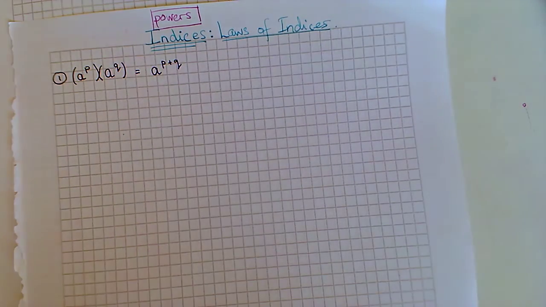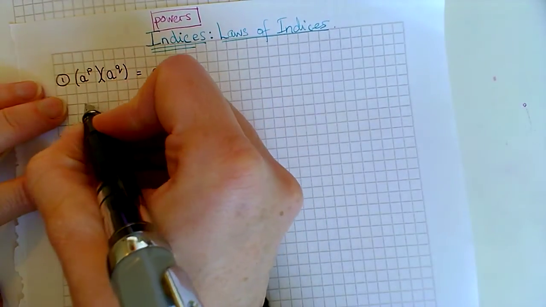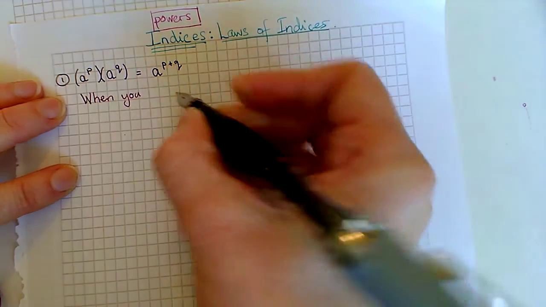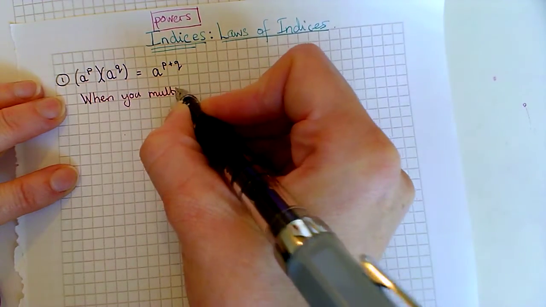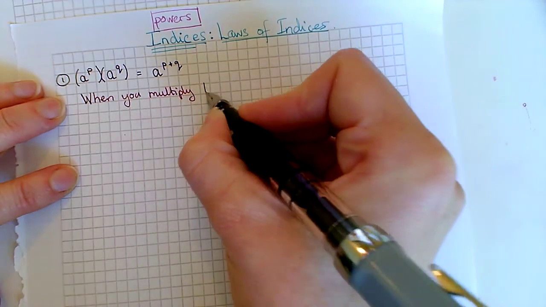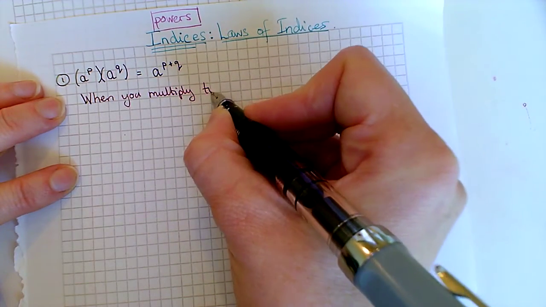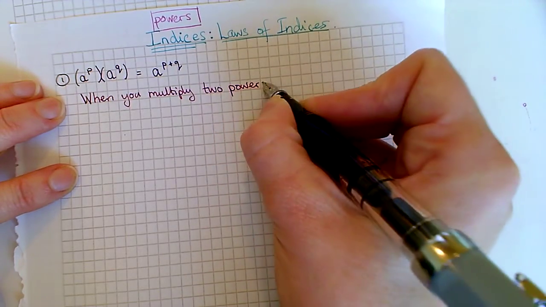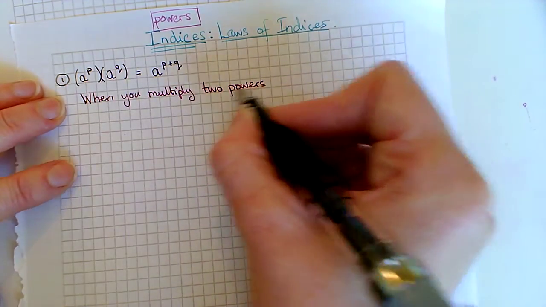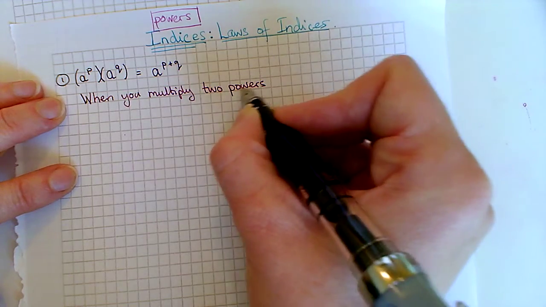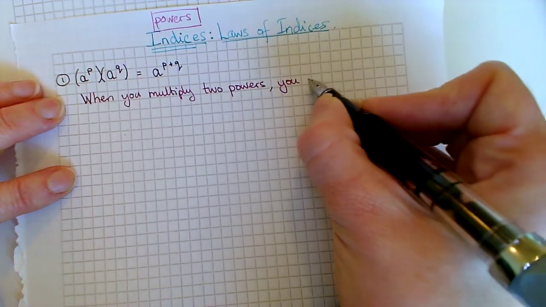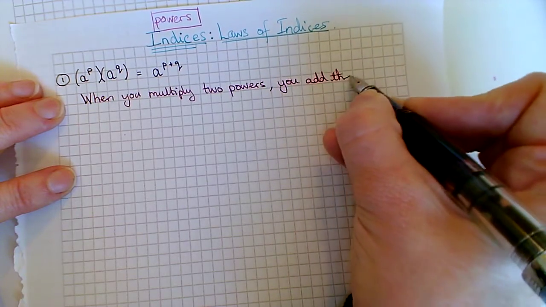So let's put some words on it. And the words we put on it is that when you multiply two powers, when you multiply two numbers with a power, two powers, you add them. So that's kind of a shorthand way of writing it.